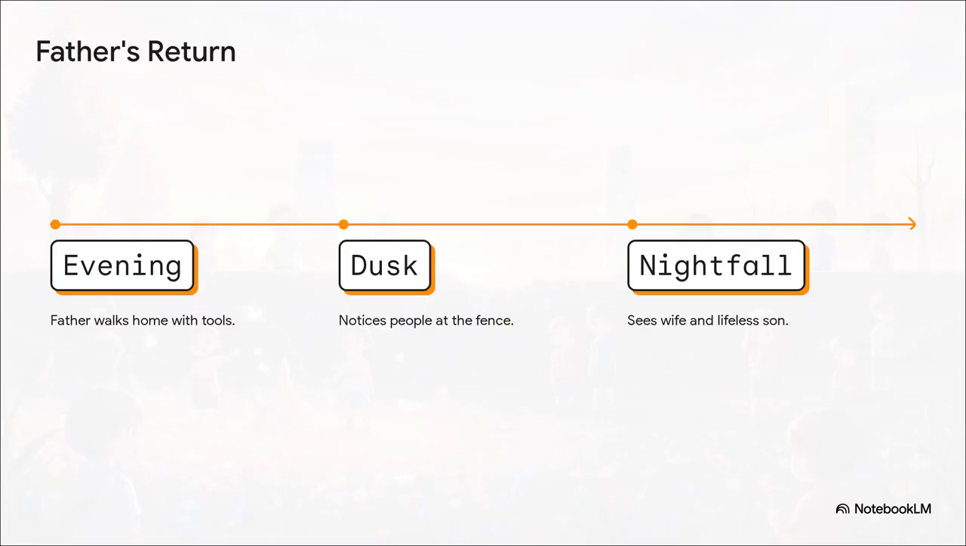We slow the narrative down again as evening arrives. The hard-working father is walking home, carrying his old tools across his shoulders. He is completely unaware that his entire world has just been destroyed. But from a distance, he notices a crowd gathered near the fence. You can imagine the fear entering his heart before the truth even reaches his eyes. And when he arrives at the scene, the heartbreak is just absolute.